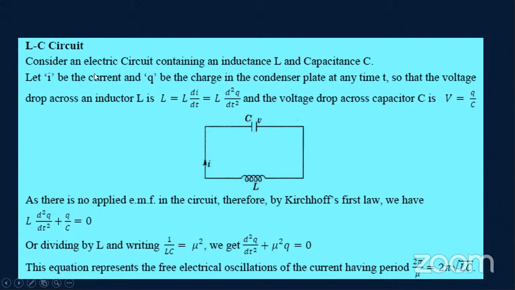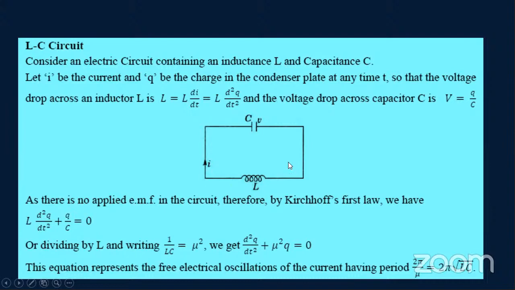And if you observe here in this LC circuit, considering an electrical circuit containing an inductance L and a capacitance C, here we have I as the current and Q as the charge in the condenser plate at any time t, so that the voltage drop across the inductor L is given as L into di by dt, as we have discussed earlier. This I is nothing but dq by dt. Therefore, d by dt of dq by dt comes as L into d square q by dt square. And the voltage drop across capacitor C is V equal to Q by C.